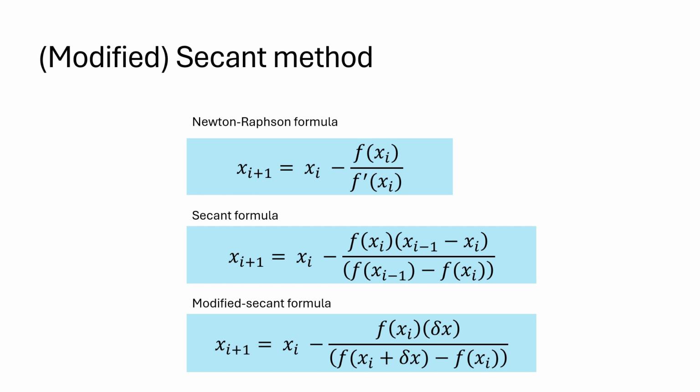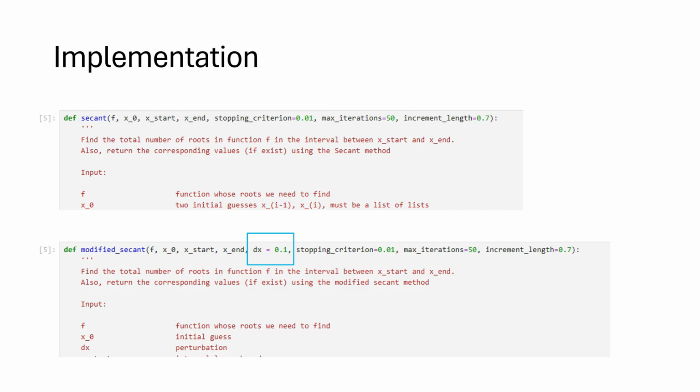Now let's see how we implement these two methods in Python. Let's look at the function calls for the secant and modified secant methods. The secant method requires the two initial guesses, whereas the modified secant requires a single guess and a perturbation parameter.